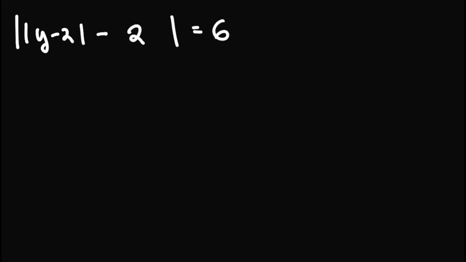Let's try this second example. Let's have the absolute value of y minus 2, minus 2 equals 6. So again, since 6 is a positive value, we'll have 2 cases. So we've got case 1 out here and case 2 out here.